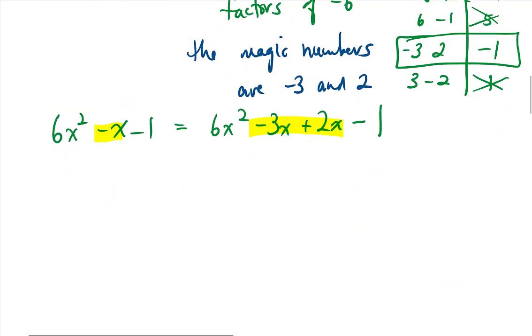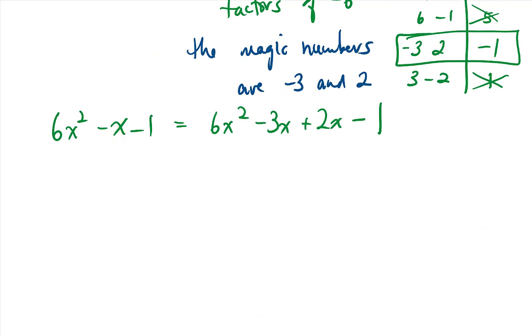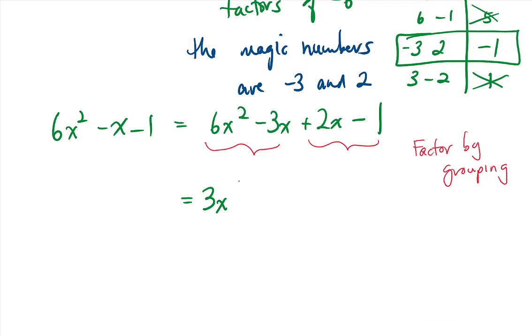All right, what's next? So the next part is to factor by grouping. So I'm going to take each pair of terms and find their common factor. If I look at the first two terms, I see that there's a common factor of 3x. And what I'm left with is 2x minus 1. In the second two terms, the only common factor is 1. And again, I'm left with 2x minus 1.